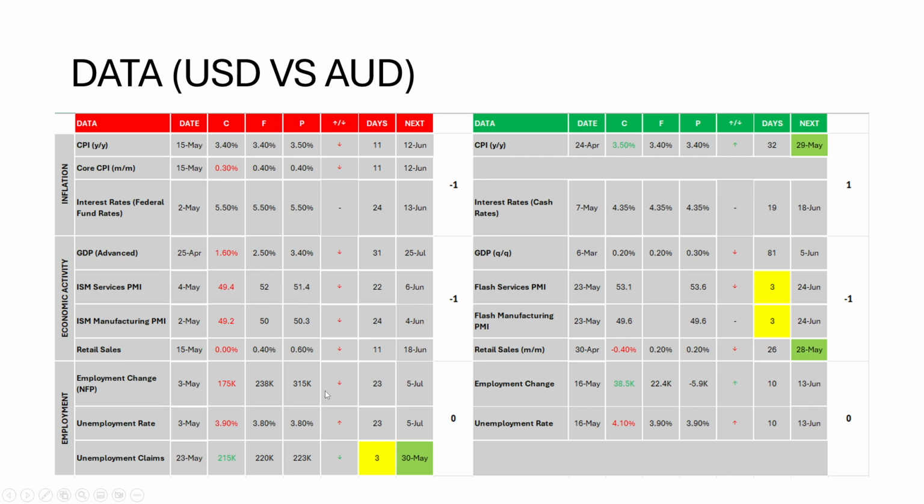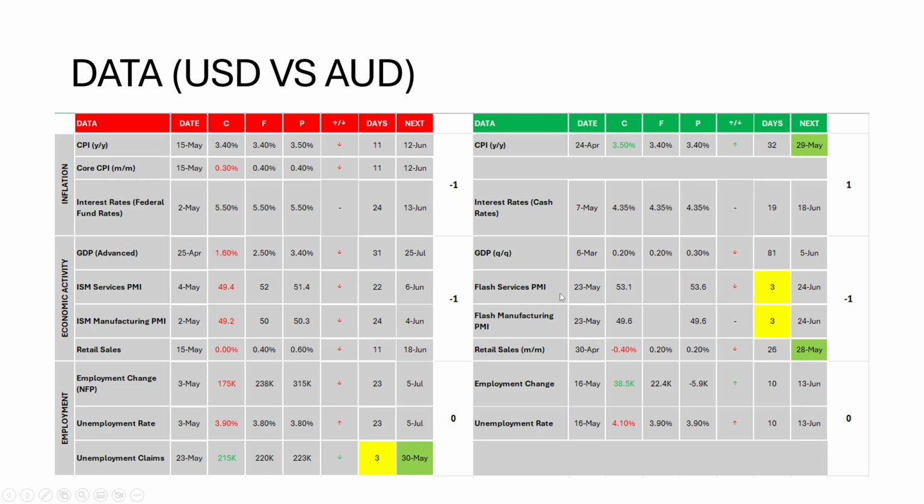We're still overall negative in terms of data, but as I said, flash PMIs were actually positive, so this week we're actually overall bullish for the dollar.